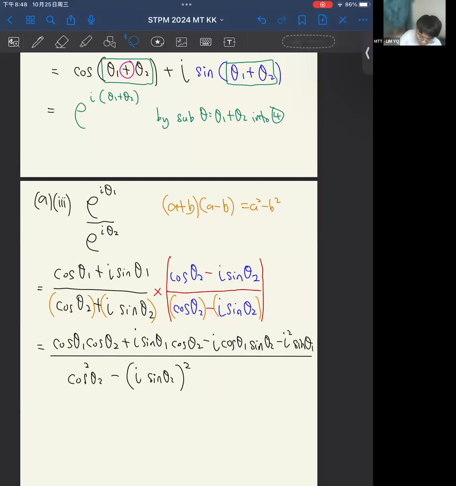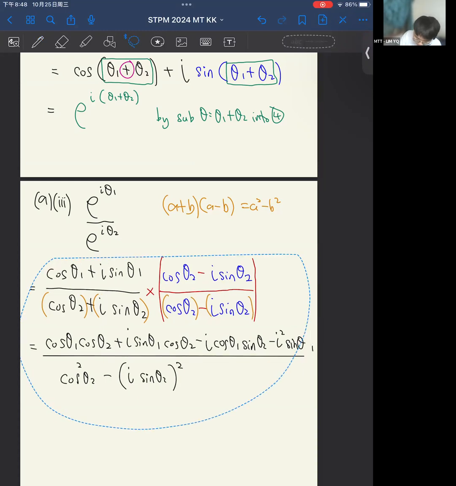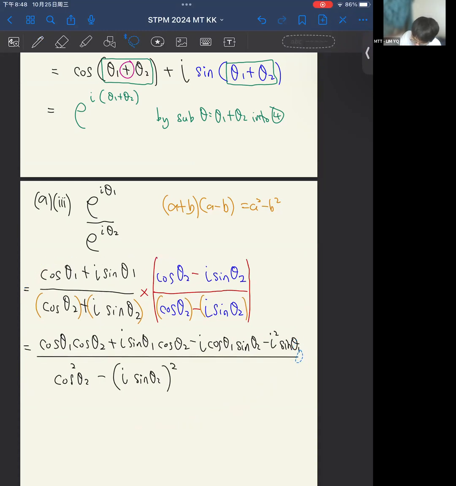I don't have space already. The last one is sine theta 2. Okay, try to verify it. I mean, try to show it by yourself. Now we do the upper part first.